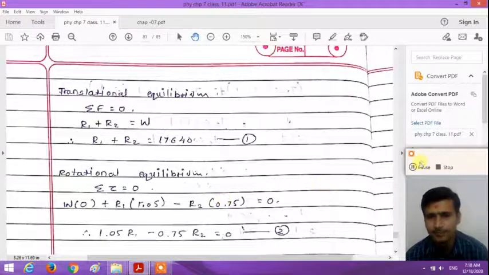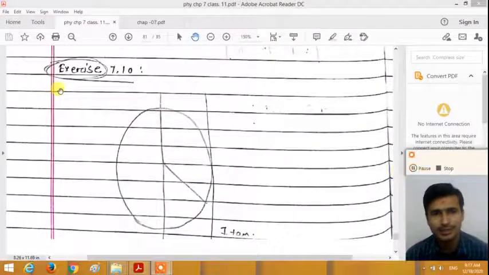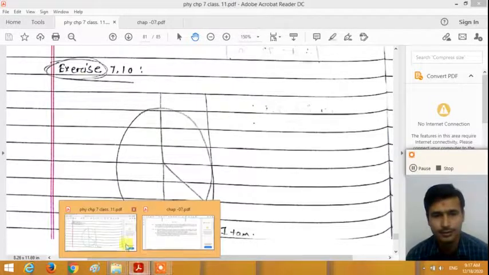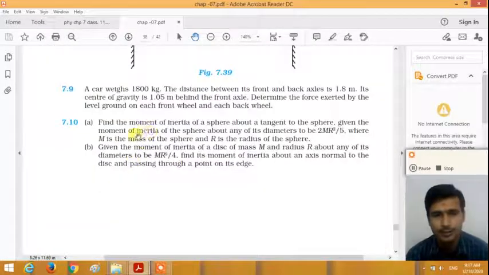this example. Now exercise 7.10. Let us see the statement of exercise 7.10. Find the moment of inertia of the sphere about the tangent to the sphere. Given the moment of inertia of the sphere about any of its diameter to be 2 by 5 mr square, where m is the mass of the sphere and r is the radius of the sphere.